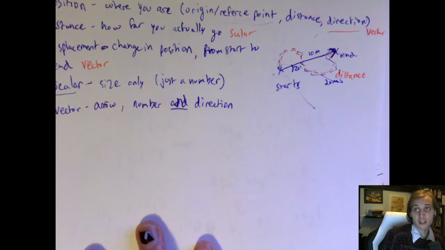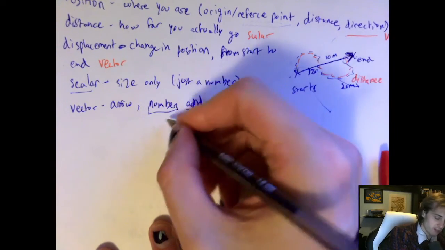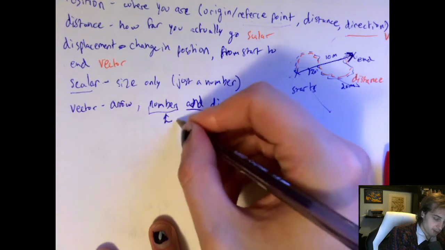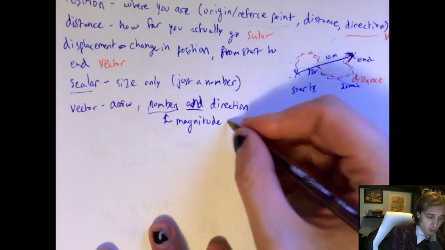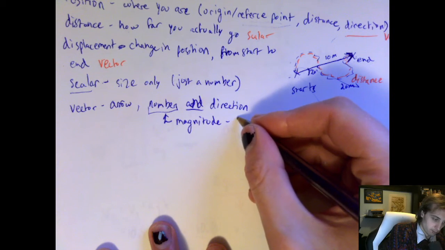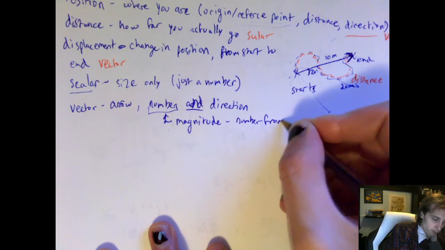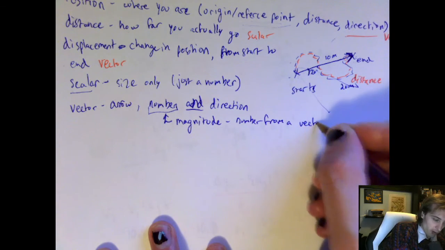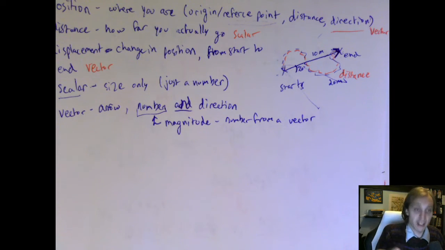As one last little piece of vocab, the number part of a vector is magnitude. Like the magnitude of an earthquake telling you how big an earthquake is, the magnitude of a vector is just how big the vector is. So if I were to tell you 10 meters north, that's a vector because I added the word north. The magnitude of 10 meters north is 10 meters.